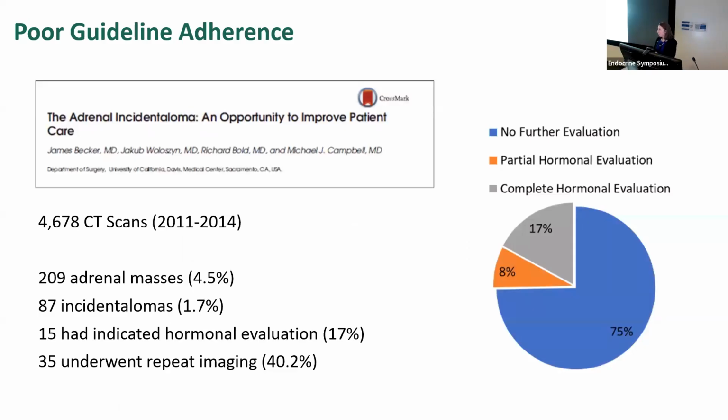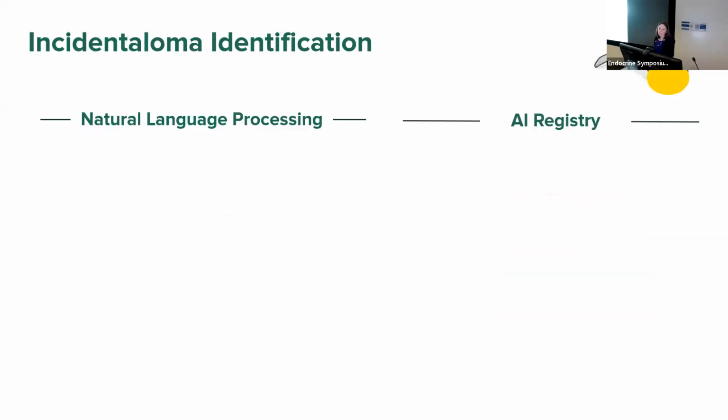We'll move to the opposite coast, to the University of California at Davis, and they found pretty much the exact same thing. Only 17% had hormone evaluation, 40% had repeat adrenal imaging. So we recognized that this was a problem, and we wanted to be able to do something more for these patients. And we've talked a lot about technology recently.